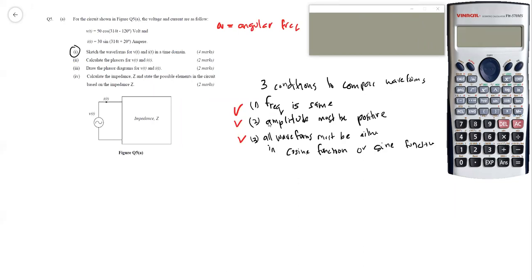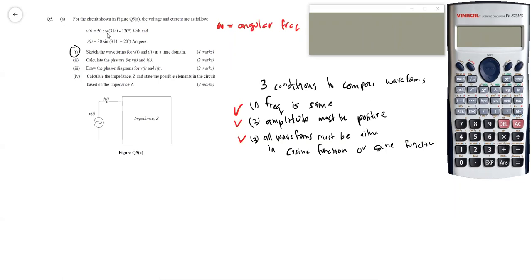The second condition, the amplitude must be positive, and as you can see, the amplitude for both waveforms are positive. And then the third condition, the waveforms must be both either in cosine or sine function. But here, the voltage is in cosine function, but the current is in sine function. So you need to either convert this cos function into sine or this sine into cos. I want to convert cos into sine.